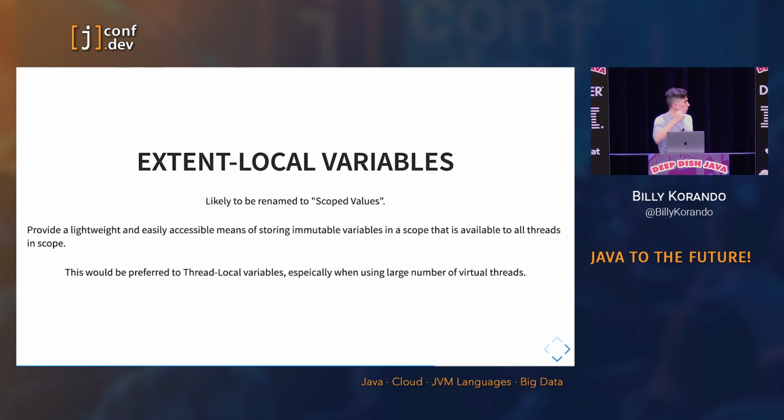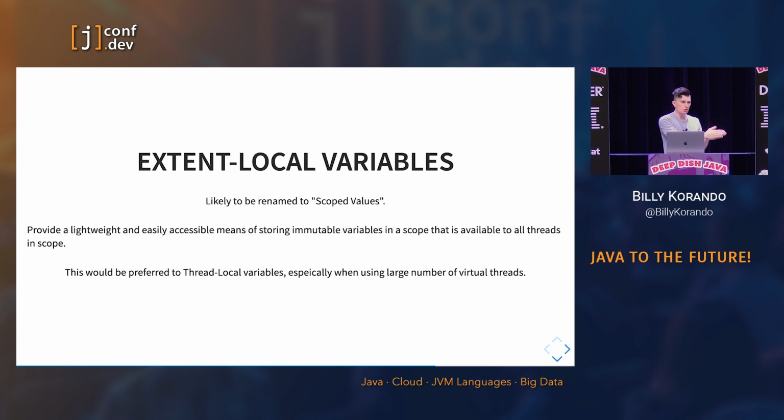The next thing that's going to be coming for Project Loom is extent local variables, which is kind of confusing from just the name of it. This will likely be renamed to scoped values. This is a way of providing a lightweight way of accessing immutable variables in the scope that all these threads can access.